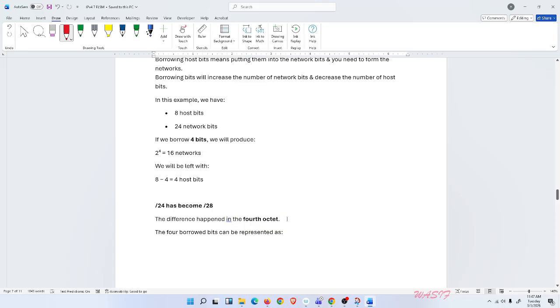The difference happened in the 4th octet. This is the final time I'm showing you. Look here: 8 bits in the first octet, 8 bits in the second octet, 8 bits in the third octet, 8 bits in the last octet. Usually when it is /24, it is like that. Now what's going to happen? You are making it /28. That means this 8 bits is going to be divided by 4. You have 4 network bits and 4 host bits. That is why you get /28.